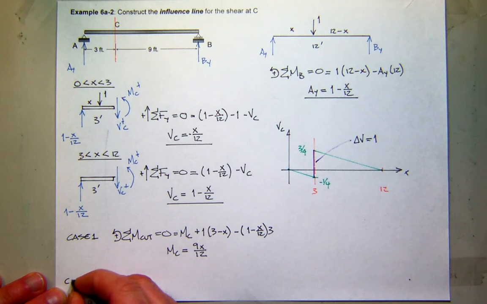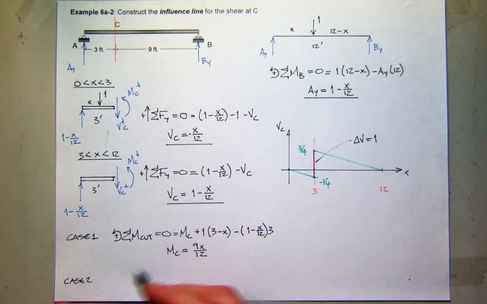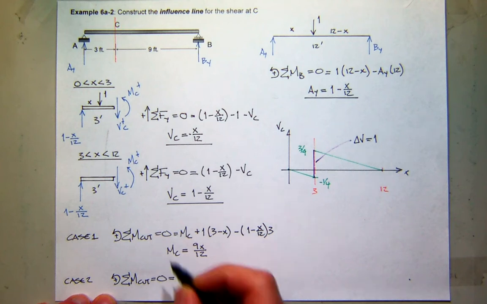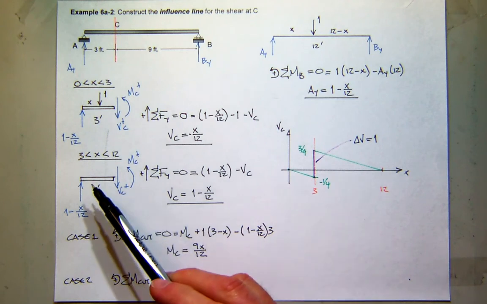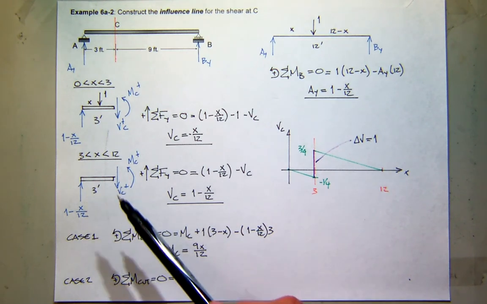Okay, so now let's do the second case. So now I'm doing this free body diagram, and I'll do the same thing. I'll sum moments. So again, that's a positive bending moment, MC. I don't have a unit load anymore because what has happened, Mr. Tilburg? It's moved to the right side. Elvis has left the building.